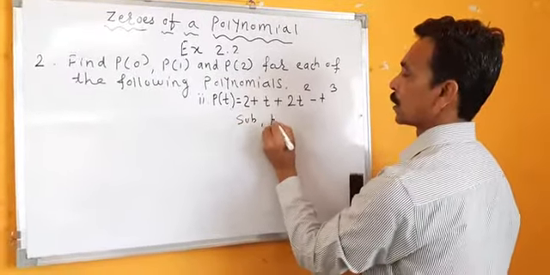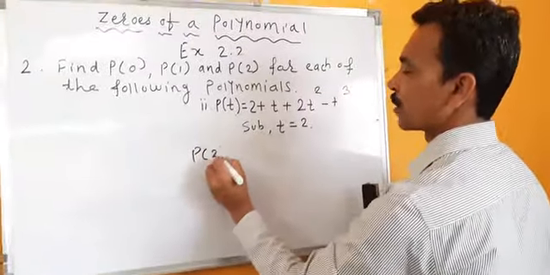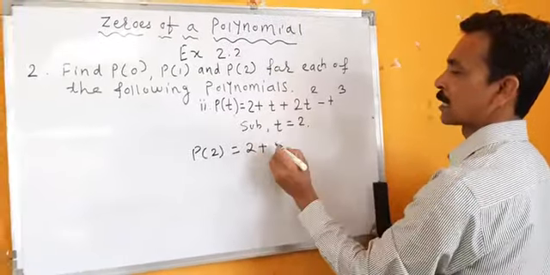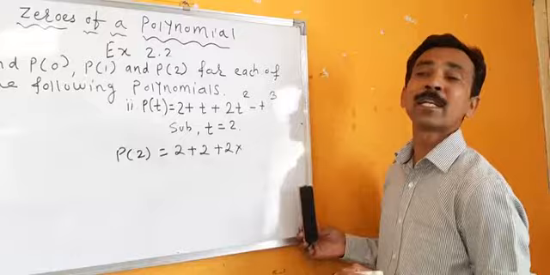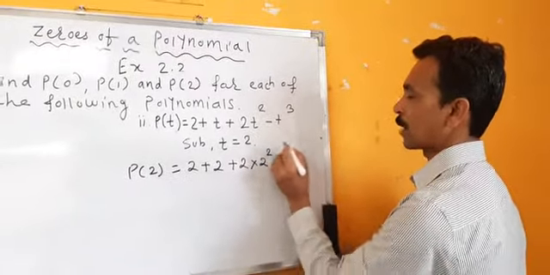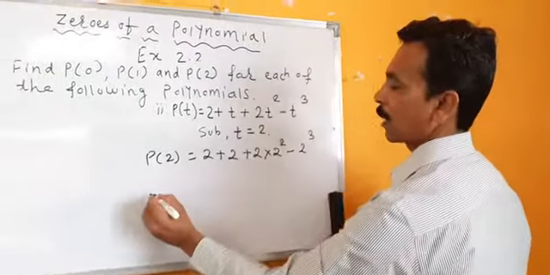Substitute t is equal to 2. So it becomes P of 2 is equal to 2 plus 2t square, which means 2 into t square. What is the value of t? 2. 2 into 2 square minus t cube, which means 2 cube.